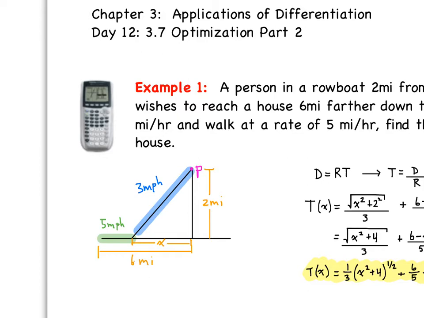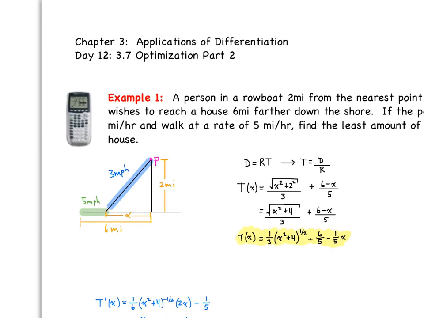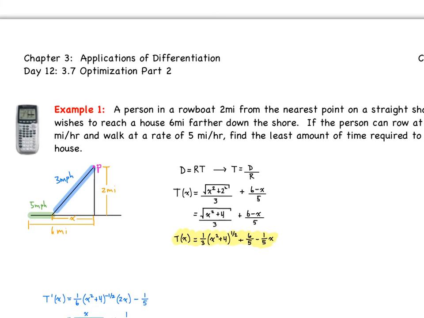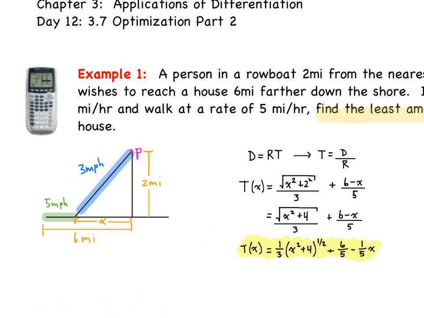Our goal is to find the least amount of time. So that's key. Find the least amount of time. So that means I want an equation in terms of time. So we have to remind ourselves, distance equals rate times time, so that means time is equal to distance divided by rate. So we need to talk about time in terms of rowing and add that to our time when we're walking, okay? And we want to minimize this time, all right?